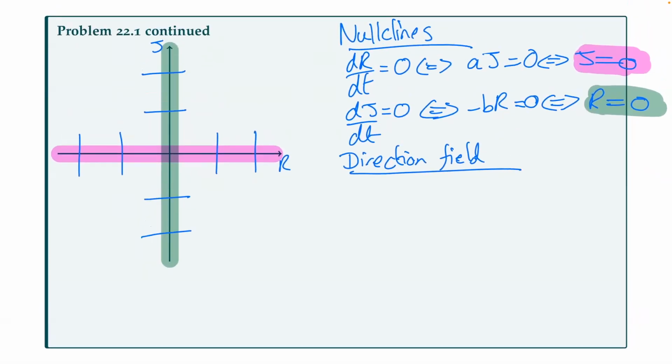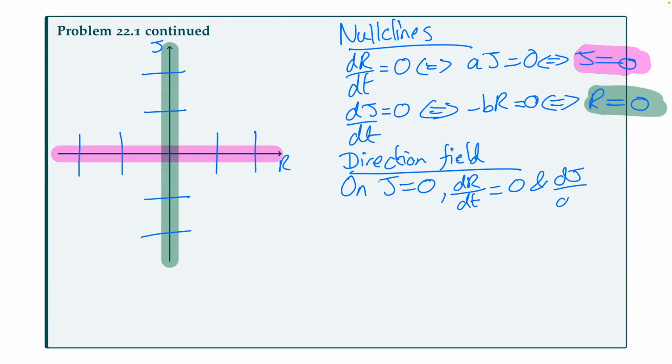So what do we do for our direction field? On our direction field, we're interested in looking at what is the direction of our j or our r variable when we are on one of those null lines. So I'm going to pick the pink one first of all. So on the line j is equal to 0, so that's the pink line, we know already that dr dt is equal to 0. So we must be moving up or down.